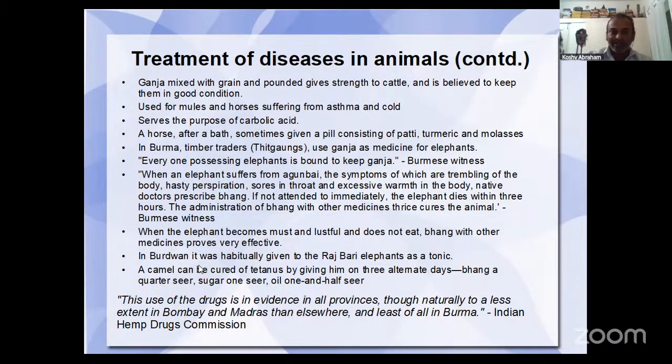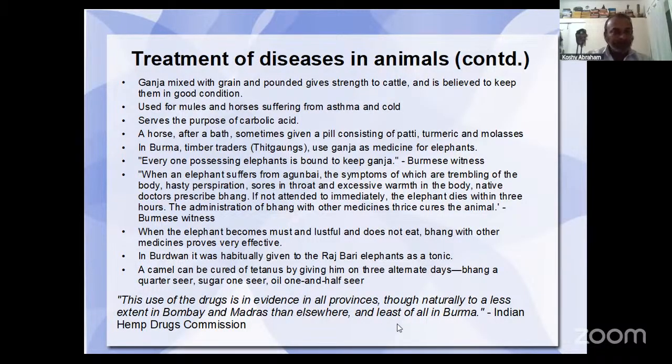The commission says that in Burdwan, the Rajbari elephants were given cannabis as a tonic. Some witnesses say that camels could be cured of tetanus by giving cannabis in the following dosage: 3 alternate days, bhang, sugar, and oil.